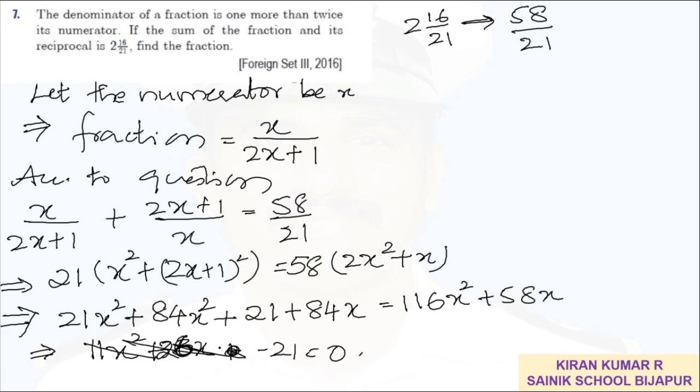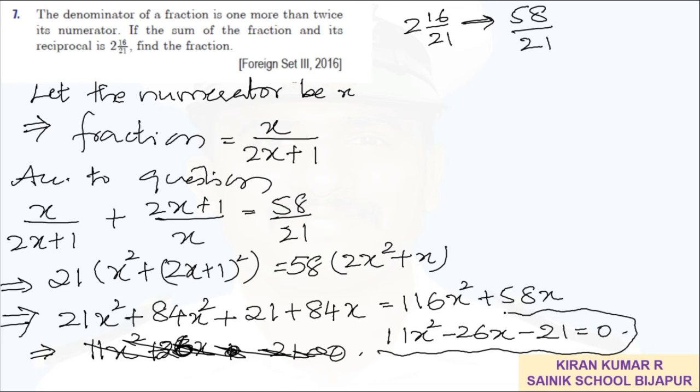So let me rewrite here. The equation obtained is 11x square minus 26x minus 21 equal to 0. I will leave it at this stage. You simplify this equation, probably you will get the value of x as 3. Please try this.